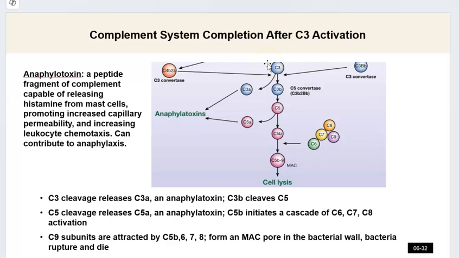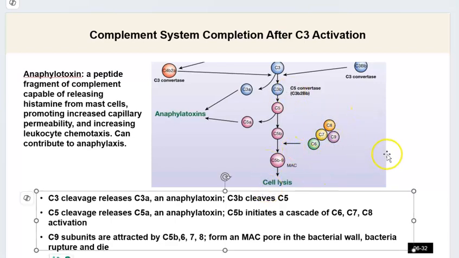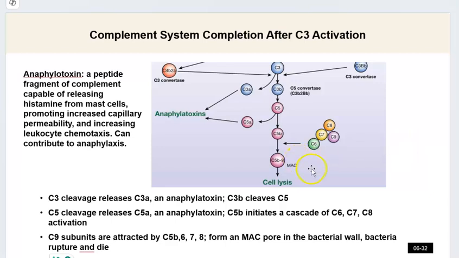C3 cleavage releases C3a and C3b. C3b then leads down to C5. The free-floating C3a comes over here to form anaphylatoxins. The C5 going down the pathway cleaves to release C5a, which also leads to that. And then C5b continues down here, and C5b is joined with these others, and together they form the C5b-9 MAC, and that leads to cell lysis.